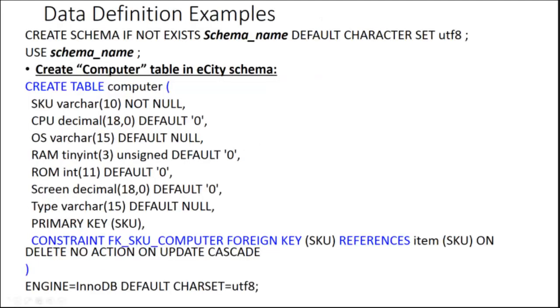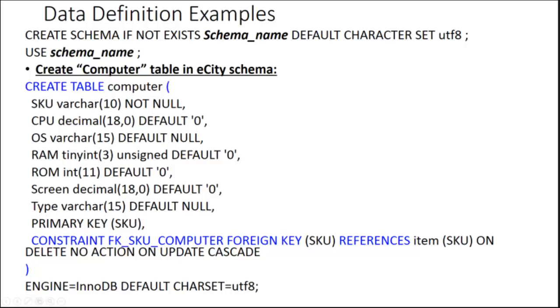When creating a new schema, create schema if not exists. So this will prevent the system from trying to create a schema that already exists, followed by a schema name, and then mention the default character set, which is usually UTF-8. That's Unicode Transformation Format, and 8-bit blocks are used for defining characters. For creating a table, for example in the ECD schema, this is a list.